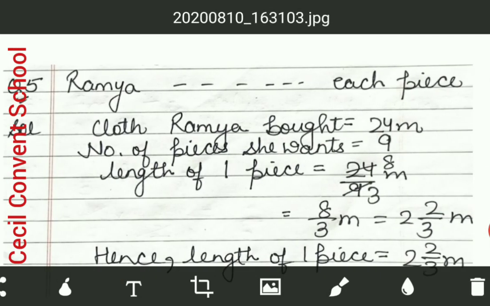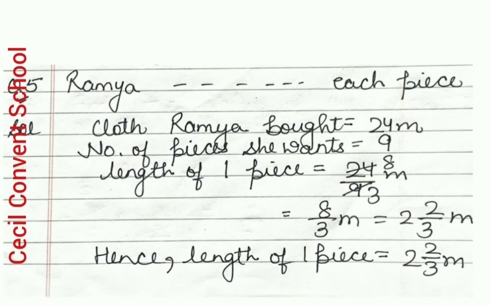Now we do question number 5. Question number 5 is Ramya bought 24 meter cloth. Means we are talking about what? We are talking about cloth. So you write the statement in this manner. Cloth Ramya bought is equals to 24 meter. Then the second line is she wants to cut the cloth in 9 equal pieces. Means number of pieces she wants, how many? She wants 9 pieces.